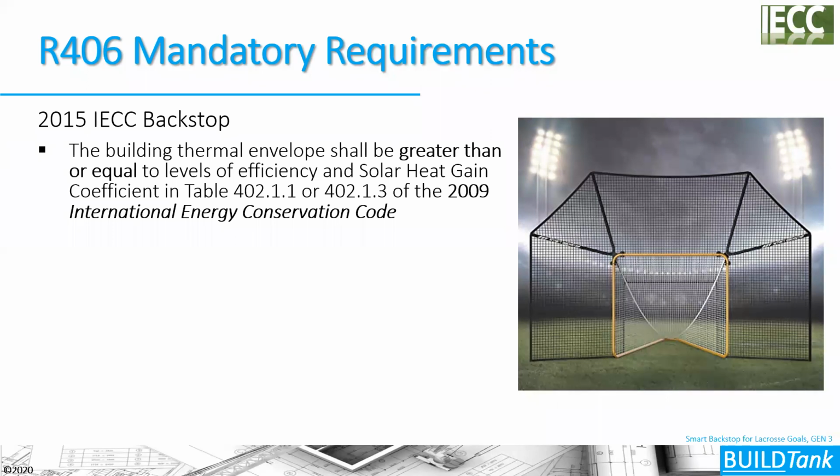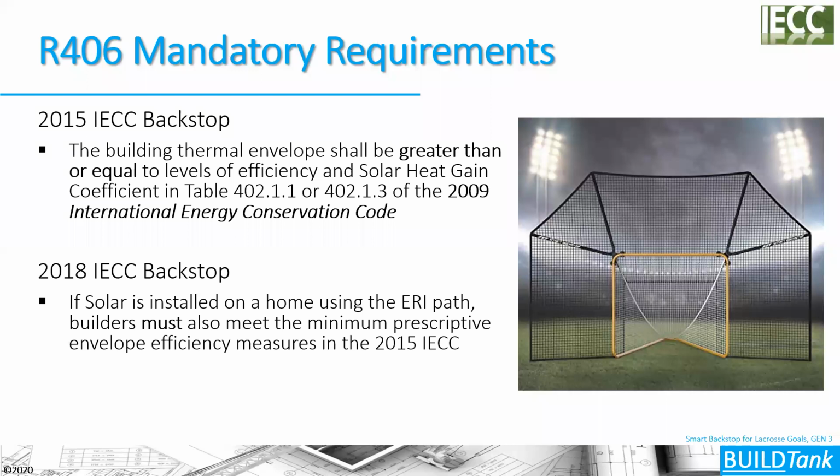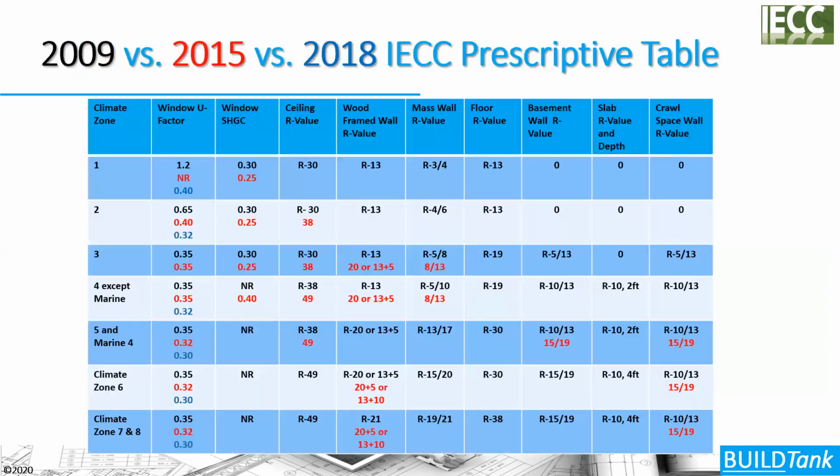In the 2018 code, the backstop changed slightly to say that if you put solar PV on your house, you have to use the backstop that's created by the 2015 prescriptive R value table. Now that R value table looks like this. These are the 2009 and 2015 requirements and 2018 requirements in different colors here. But you can see in Climate Zone 5 that they didn't change that much, except for attic insulation and foundation insulation, which are the main things that changed.